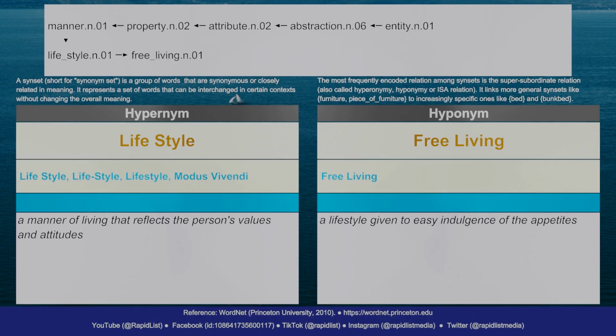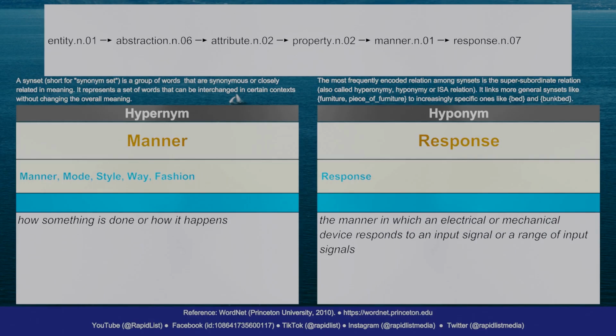Free living. A lifestyle given to easy indulgence of the appetites. Vanity Fair. A vain and frivolous lifestyle, especially in large cities. Response. The manner in which an electrical or mechanical device responds to an input signal or a range of input signals.